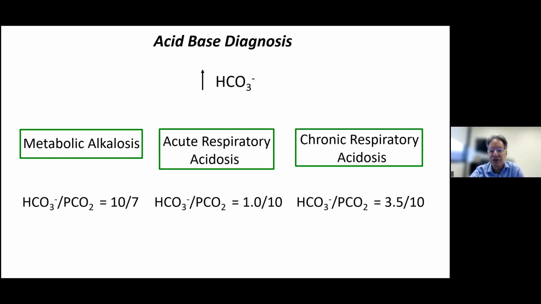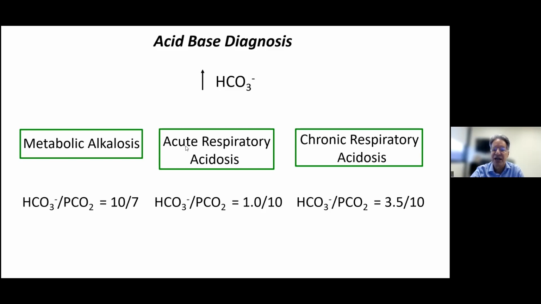Or the bicarbonate could be below or above normality. If the bicarbonate is above normal, then it's either a metabolic alkalosis or acute respiratory acidosis or chronic respiratory acidosis. Again, don't just say respiratory acidosis. It's not sufficient. You have to divide it up, whether it's acute or chronic.